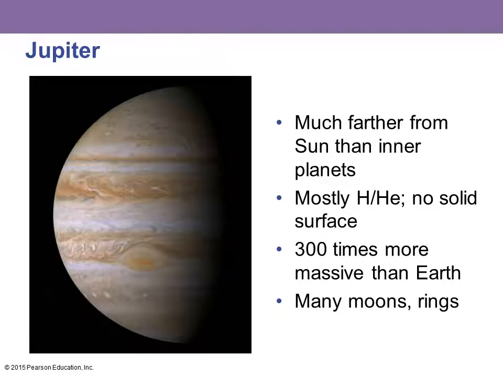Jupiter is much farther out from the Sun than the inner planets. Now we're looking at one of the first Jovian planets, much, much larger and much farther out, but made mostly of hydrogen and helium, no solid surface. In spite of that, its size makes it 300 times more massive than Earth. And of course, it's one of the first Jovian planets we look at that has many moons. And until recently, we didn't know it, but we do now, it has a ring system.